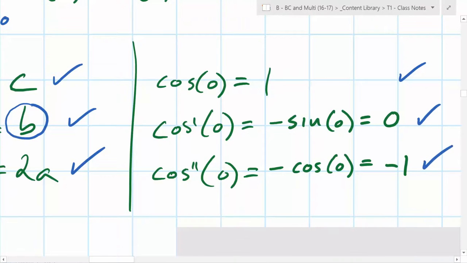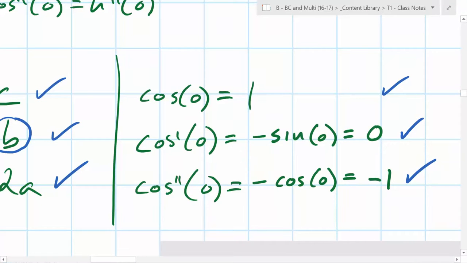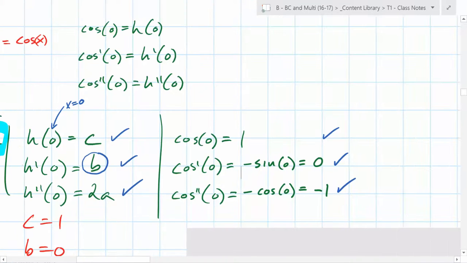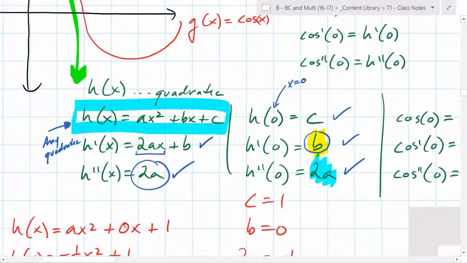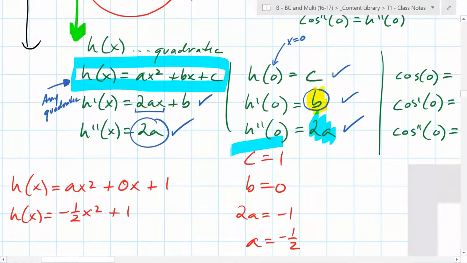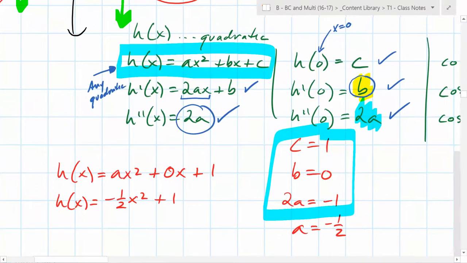Yeah. So what do you now know? You want the first and the second derivatives to be the same. So you know that b has to equal 0, and you know that 2a has to equal negative 1. So c is equal to 1, b is equal to 0, and a, oh, look at that, a is equal to negative a half. So can you now find the coefficients?